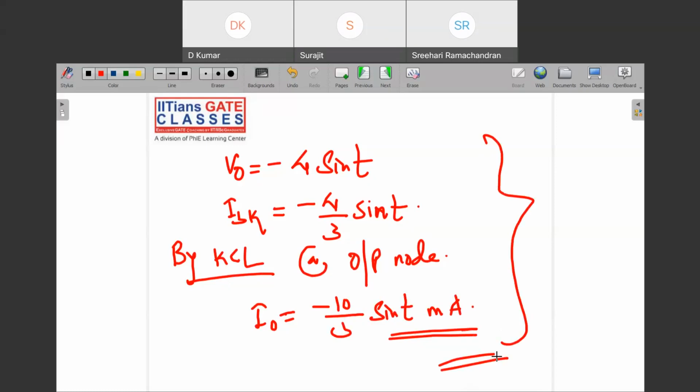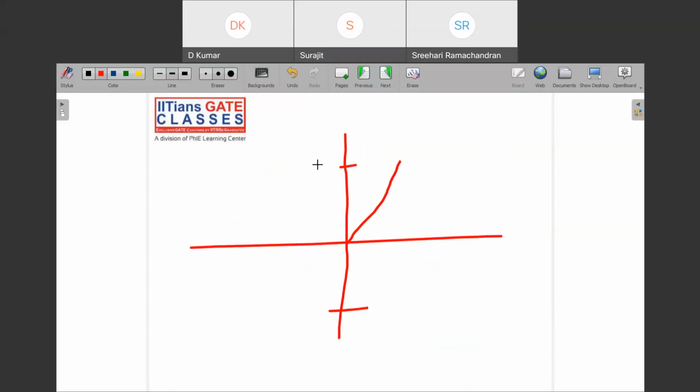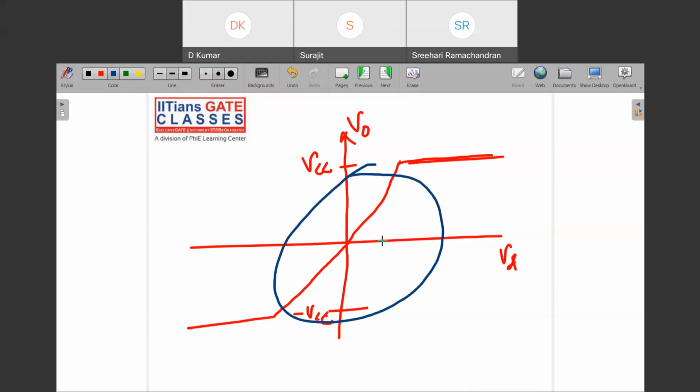And one more thing, guys. Your op amp should not get saturated. What is the meaning of that? Your op amp output should not go beyond the supplies, VCC or minus VCC, right? So your op amp output should lie between VCC and minus VCC. Otherwise it will be saturated. You have to keep this in mind. In this region, you have to operate your op amp always.